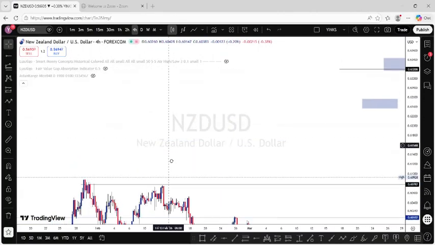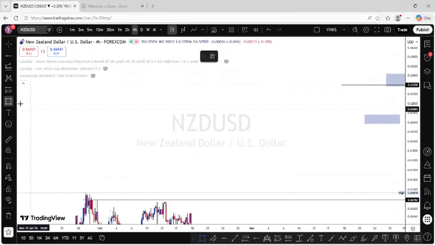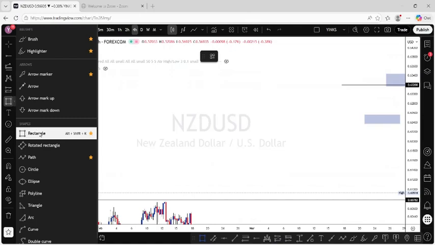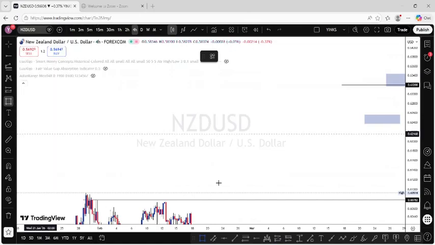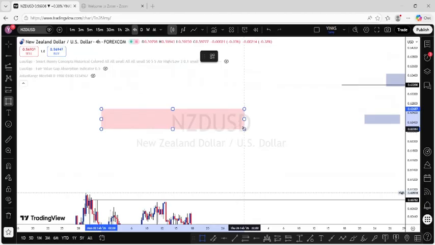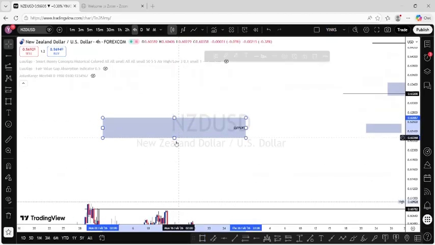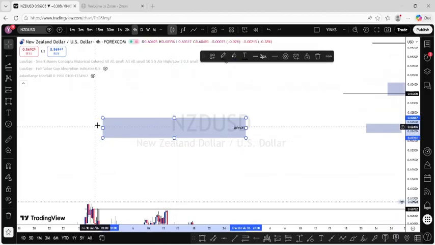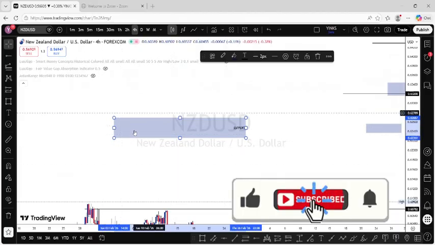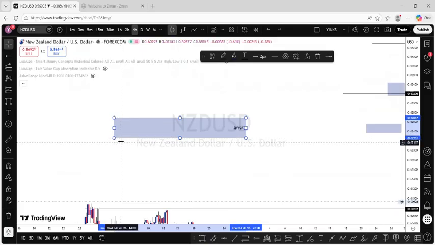Now, let's talk about zones. This is the rectangle tool here we use in marking our zones. Now, why is this called a zone? It's simply because areas on the chart where the price created multiple levels, those levels on the chart become areas, right? And those areas are not equal. The same way your fingers are not equal, that same way the areas on the chart are not equal.